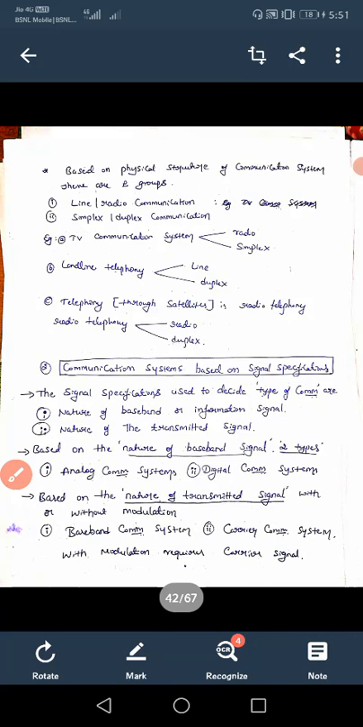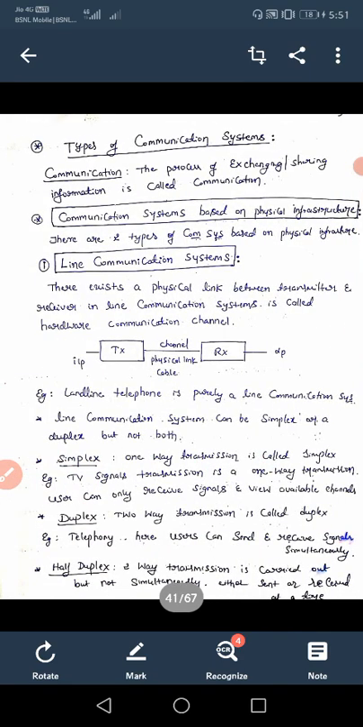Communication based on signal application. So if you just list it out here, that's enough. So 1 or 2 lines of explanation you can do. So communication system based on signal specifications, 3 marks. Communication based on physical infrastructure, 3 marks. Okay, so totally it is for 6 marks.